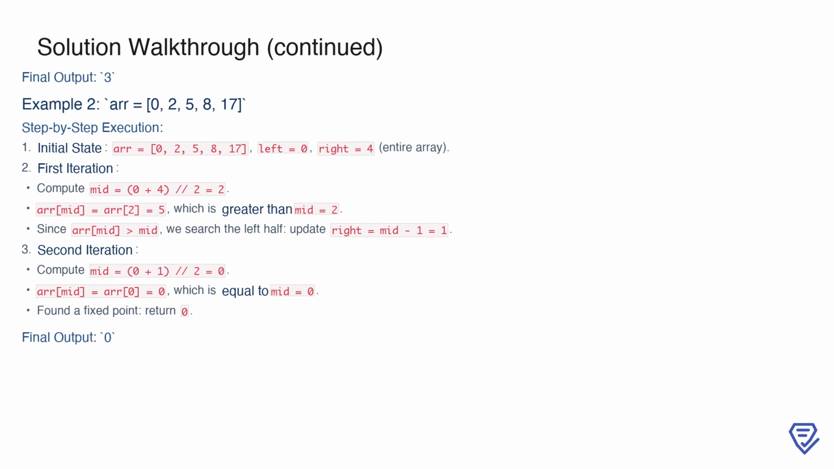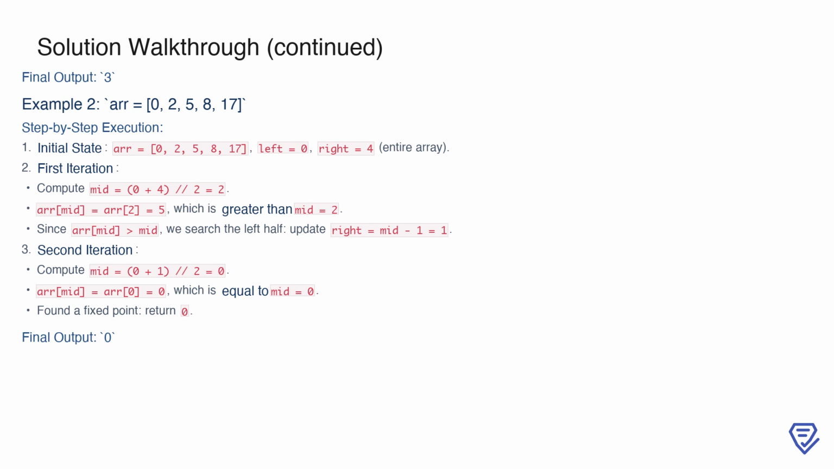In the second iteration, the new midpoint is (0 + 1) // 2 equals 0. Here, the value at index 0 is 0, which matches the index itself. This satisfies the condition for a fixed point, so we return 0 as the result.